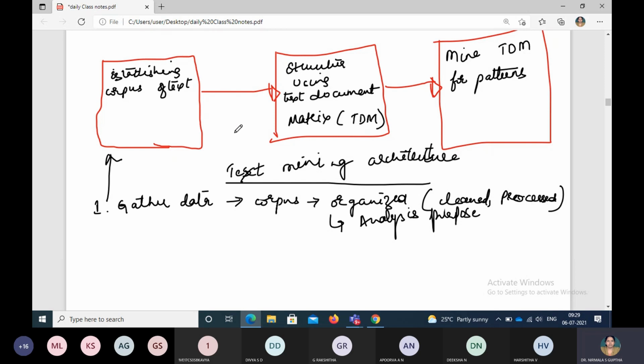The second step is structure. What do you mean by structure? The corpus produced in the first step is fed as input for the second phase. The corpus data has to be analyzed and organized into a particular structure. That is the second step, or second process, in the text mining architecture. So the corpus is then analyzed for the structure.